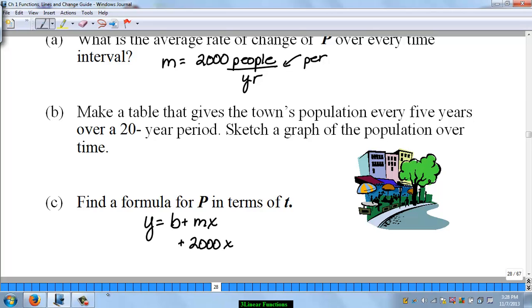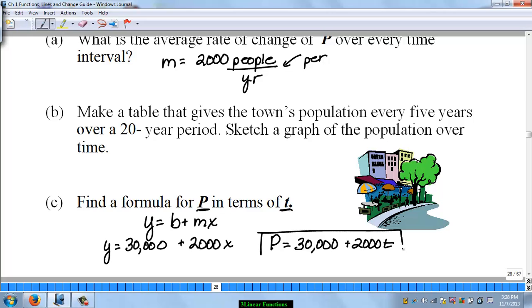What was my initial value? If you look at your initial value, or your b, it's how many people were in the town when it began, and they said 30,000 people. So I put the 30,000 right here. So if you look at it, y is 30,000, that's my beginning, plus 2,000 people per year. You just came up with a formula. But they want it in terms of p and t, so I'm going to change the y to population equals 30,000 plus 2,000 t.